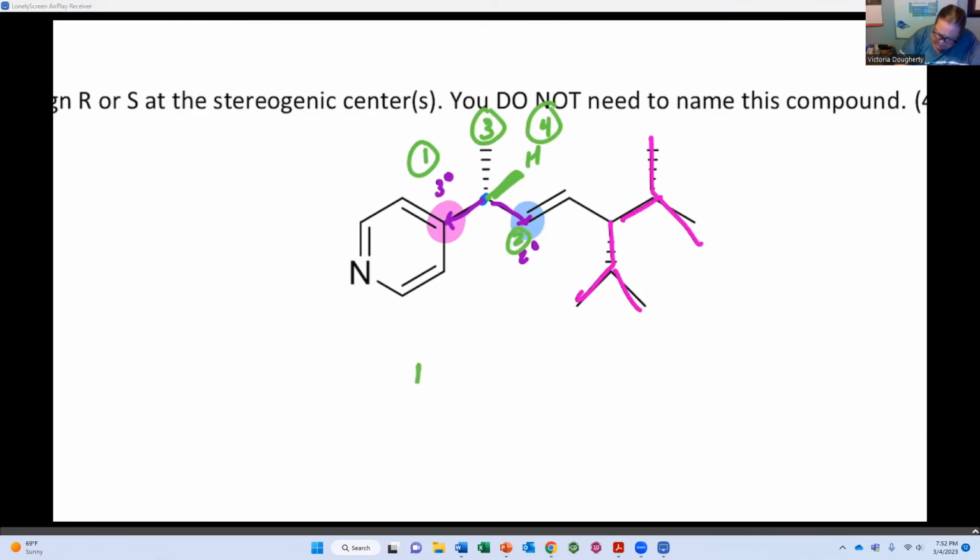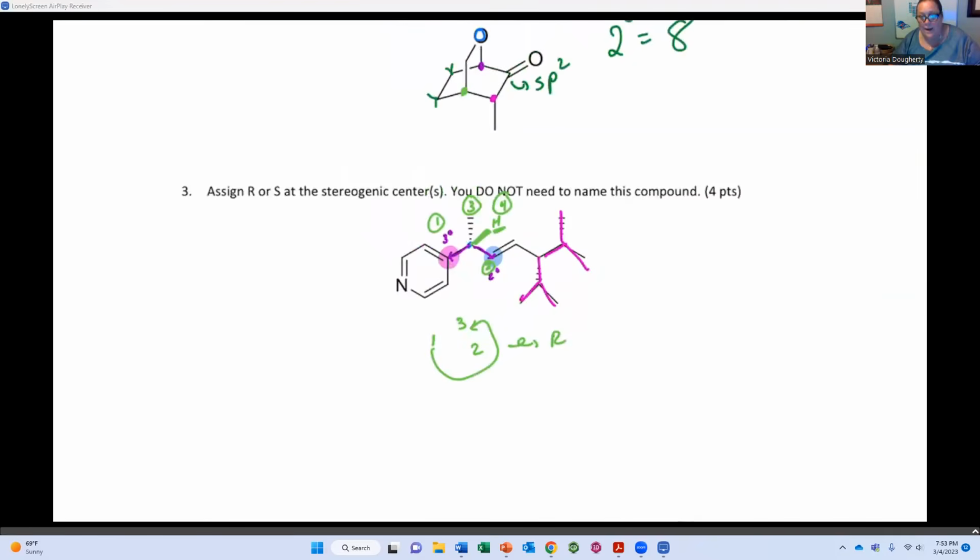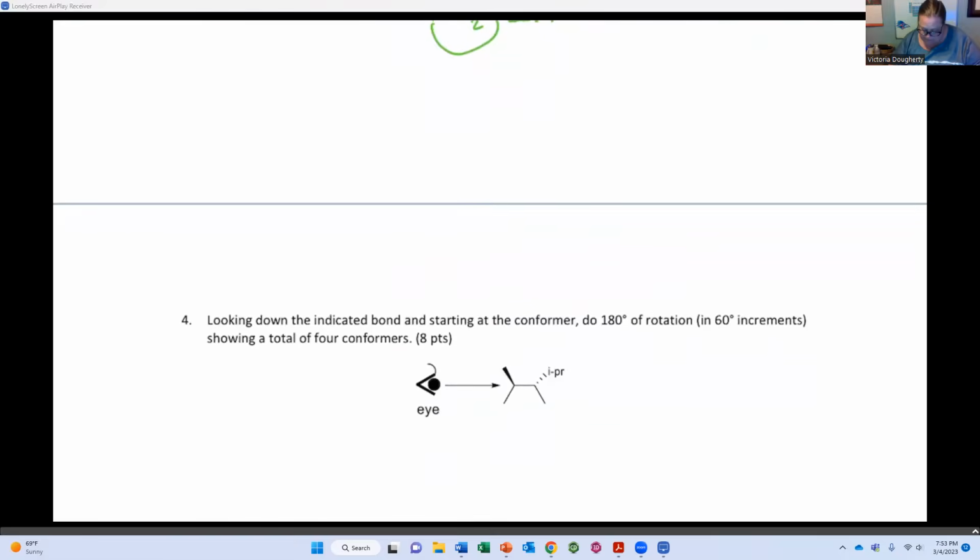And again, I like to bring my stuff down and reassign it counterclockwise, but the hydrogen is coming out. So I'm going to flip it around and say that this is an R absolute configuration. Sorry about those isopropyls, folks. See, even I have to stop and think sometimes.